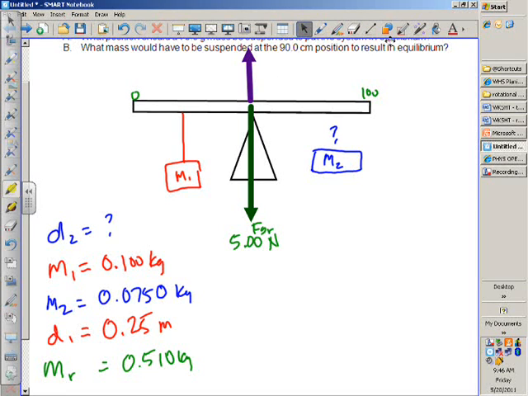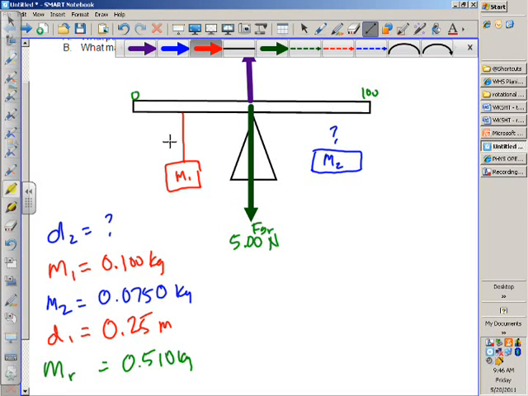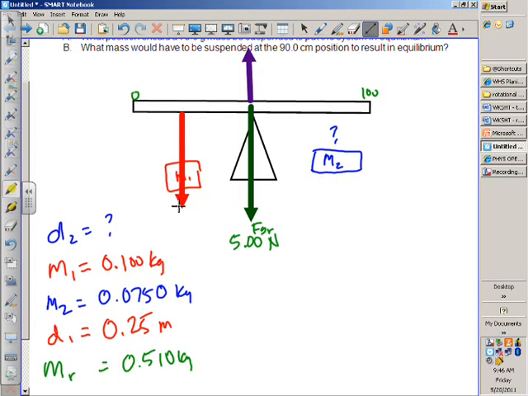Force on the left side. Okay, so we got force on the left side, right? Which is going to be what kind of a force? Where's it coming from? The mass, but what's happening to the mass? It's hanging, it's being acted on by gravity. So F of G1, right?